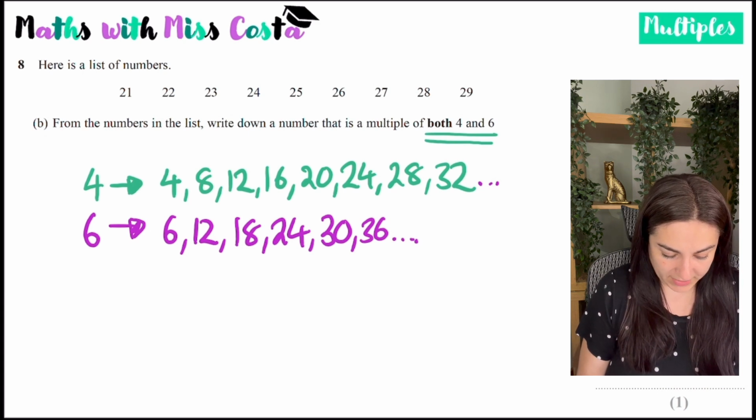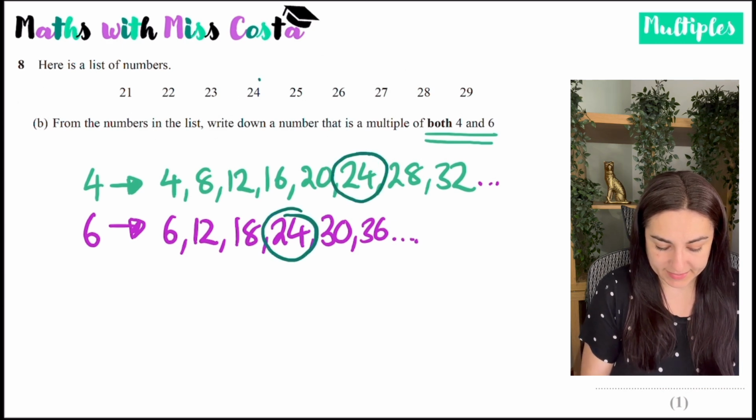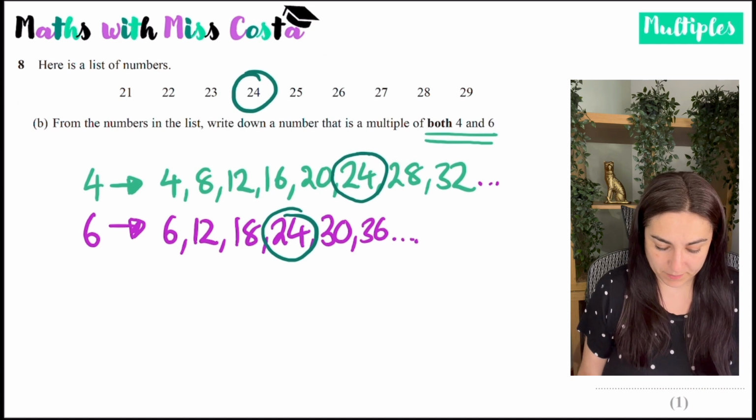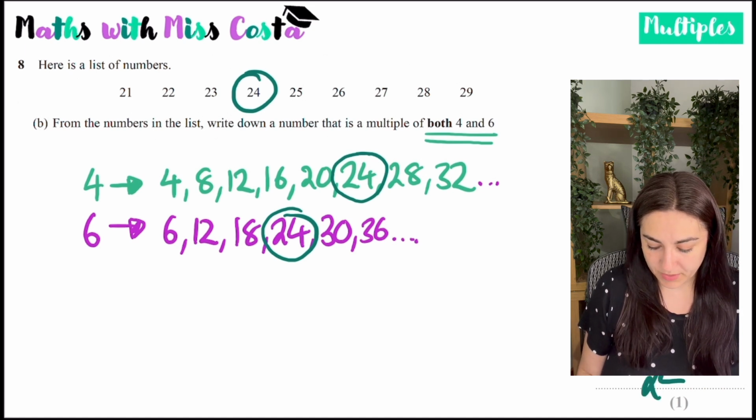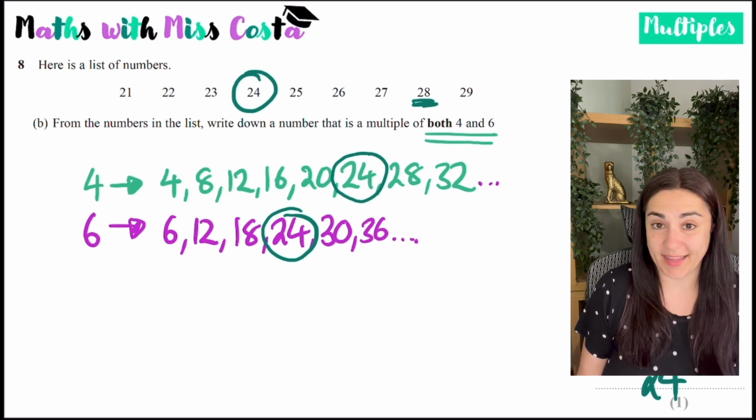24 appears in my 4 times tables and my 6 times tables. So that would be a number that is a multiple of both. 28 would only be a multiple of 4. So I wouldn't choose that because it needs to be a multiple of both.